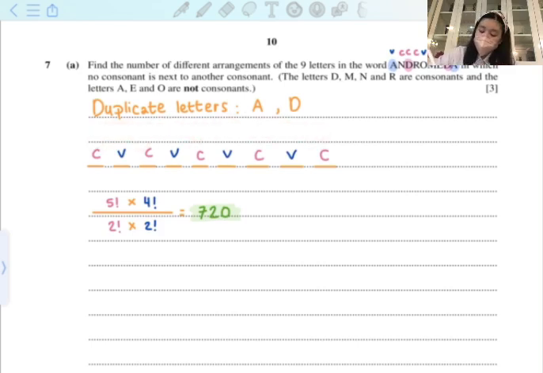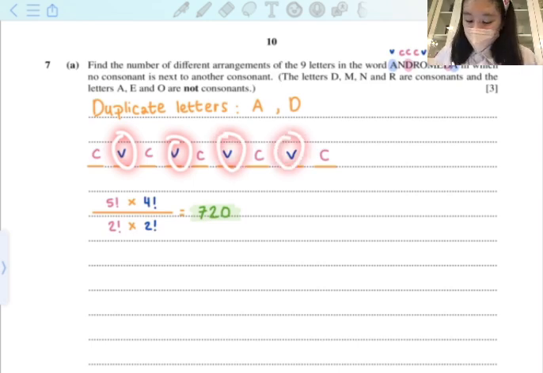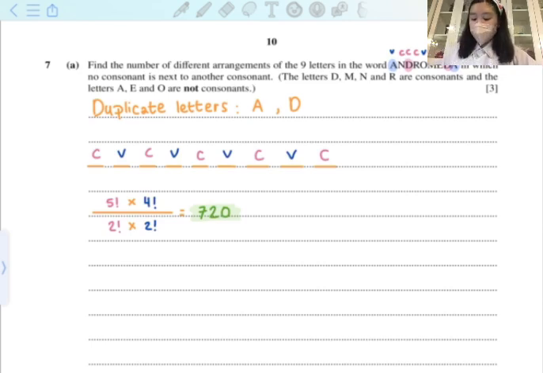For the vowels, you can also swap them around freely, but remember, no consonant is allowed to be next to another consonant, which means that they have to have a gap of at least one vowel in between. So, although you can swap freely, remember that rule. So, the 5 factorial times 4 factorial will have to be divided by 2 factorial times 2 factorial, and when you calculate that, you will get 720 as your final answer.